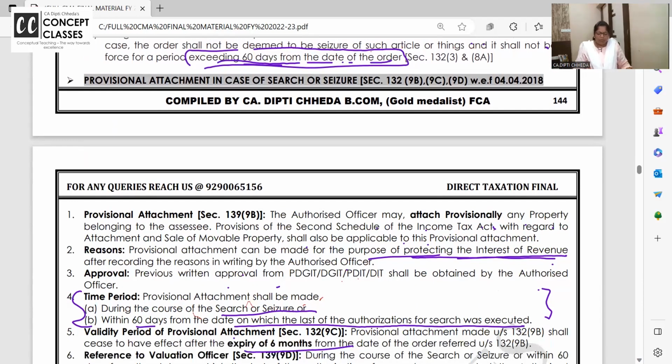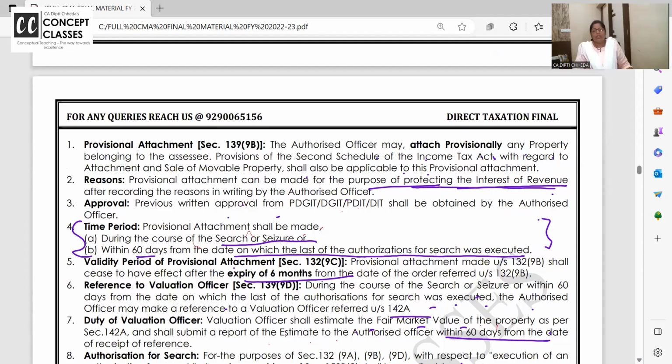Same way, provisional attachment. Now, this is a wonderful provision. We know that during the search and even within 60 days of the date of the last authorization, meaning within 60 days of the search or while the search is going on, we know that these people on whom you are raiding will have to pay cash and he's not having money to pay cash.